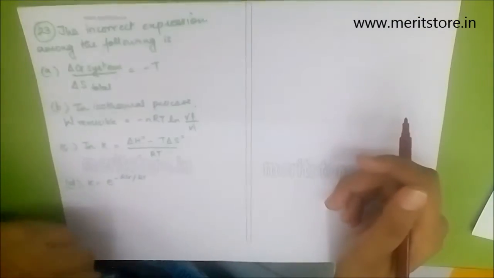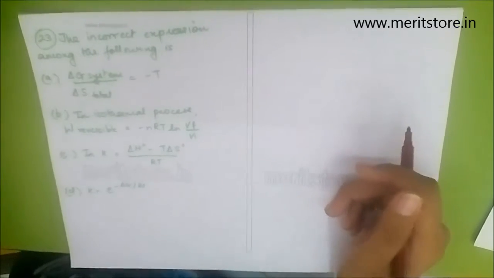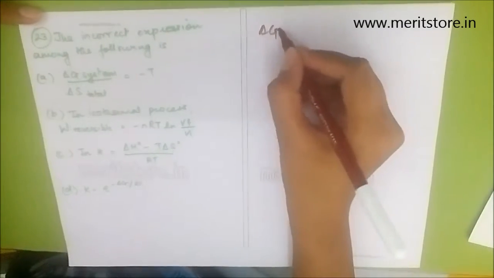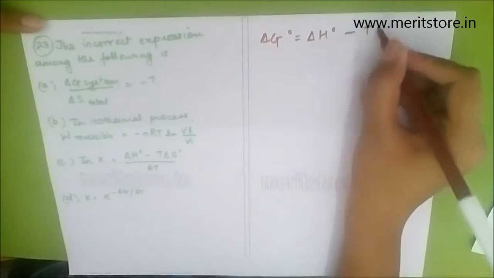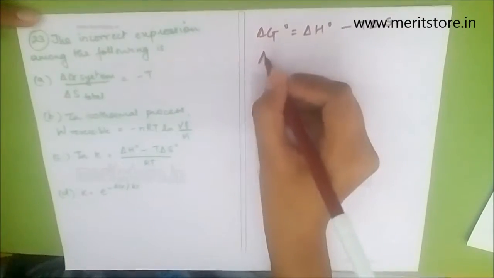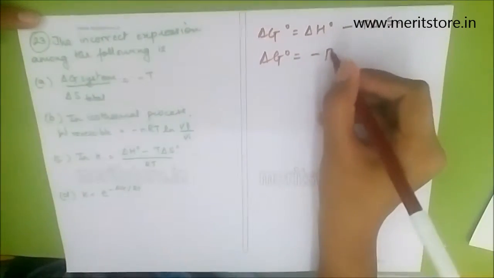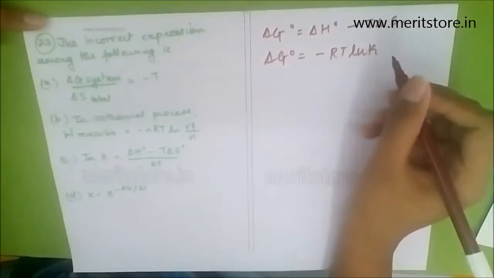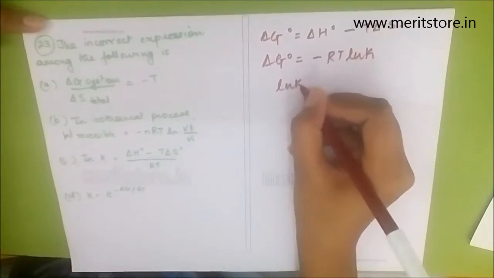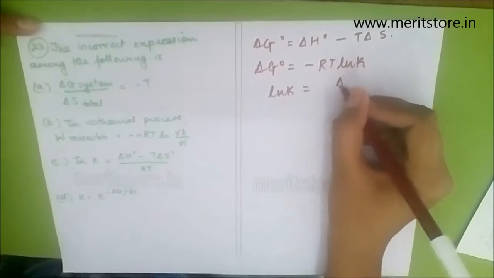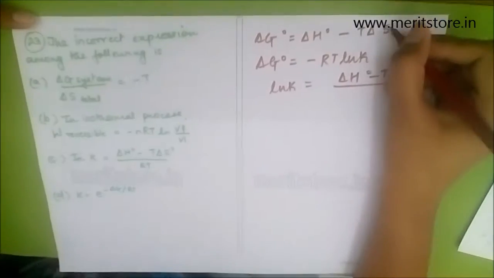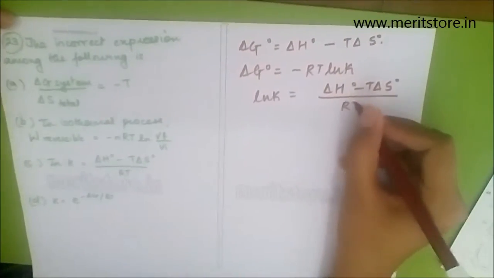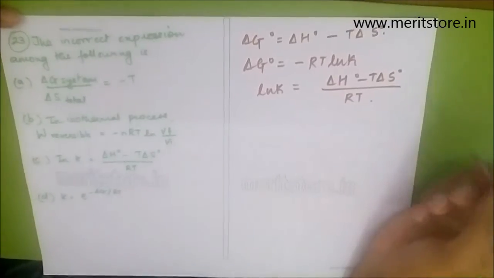The incorrect expression for the following is, from the formula we know delta G0 is equal to delta H0, that is standard enthalpy, minus T delta S. Now delta G0 can also be written as minus RT natural logarithm K. Now natural logarithm K can be given as delta H0 minus T delta S0, that is standard entropy, upon RT. So the correct relation over here is C.